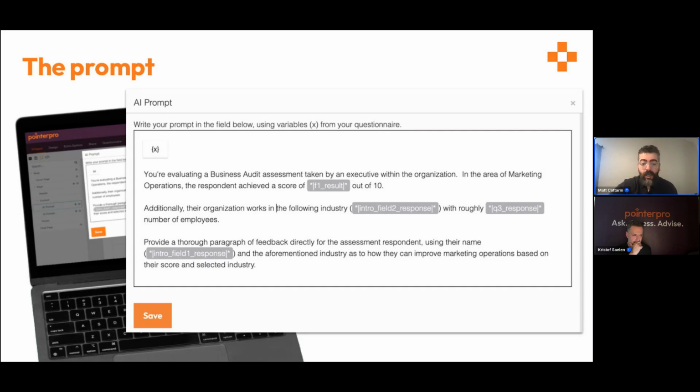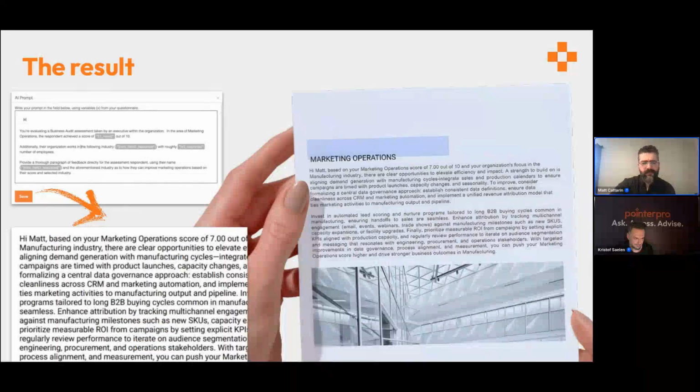As you can see, we pulled into this prompt, one, a score that was achieved by the respondent, two, the industry that they work in, which was a drop-down menu selection, three, the number of employees they have, which in this case was just an answer to a question within the questionnaire, and then finally, four, the name of the respondent, which they provided. So this should allow for quite a personalized and thorough piece of feedback generated by ChatGPT. Let's see how it turned out in this case.